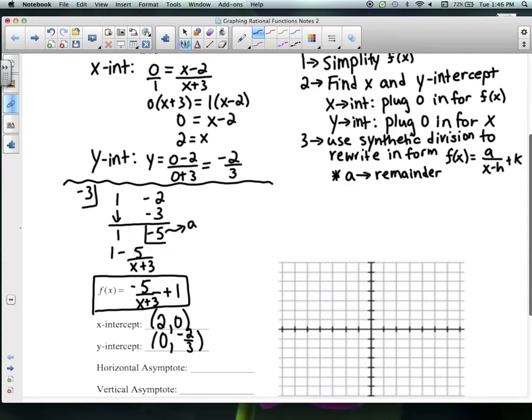After this, we're going to identify our horizontal and vertical asymptotes. You don't have to write out the transformations here. You just have to know what they are. But you can list them if that helps. And then we're going to use our table to graph again.